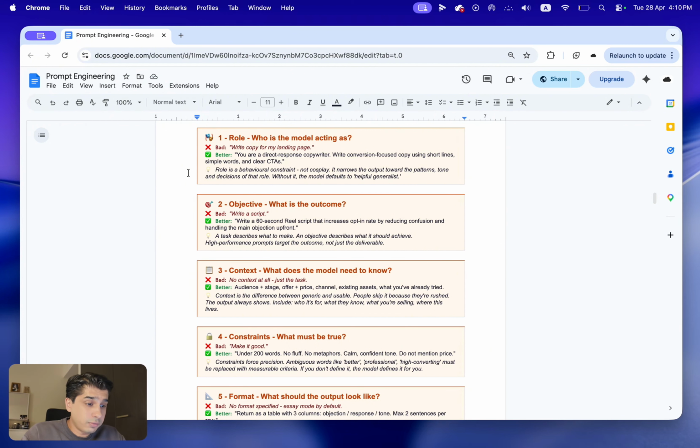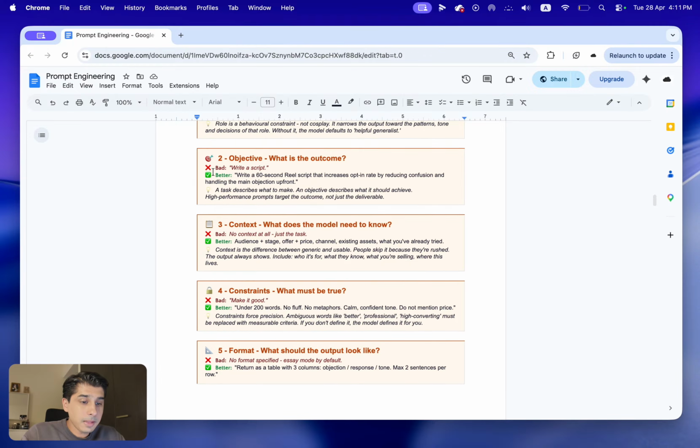Write conversion focused copy using short lines, simple words, and clear calls to action, and obviously give it the context of what it is that you're trying to achieve, be it for coaches, for consultants, for your own business, for an application, etc. The role is a behavior constraint, not cosplay. Right? It narrows the output towards the patterns, tones, and decisions of that role. Without it, the model defaults to helpful generalist. Basically, you just get the most general answers.